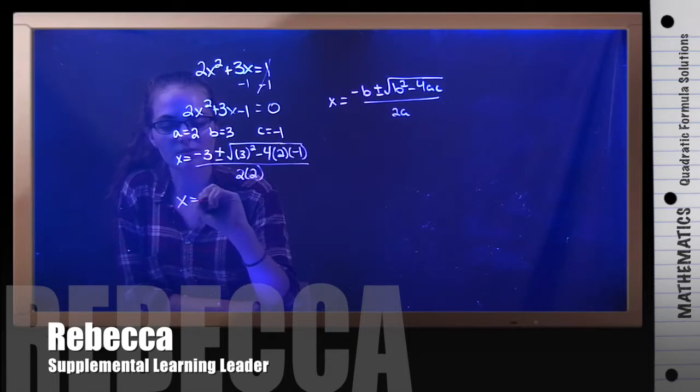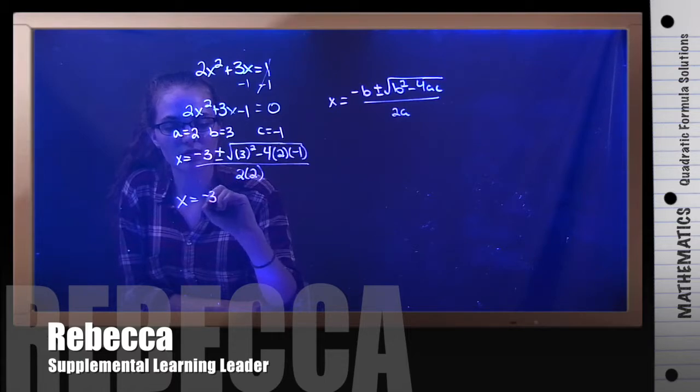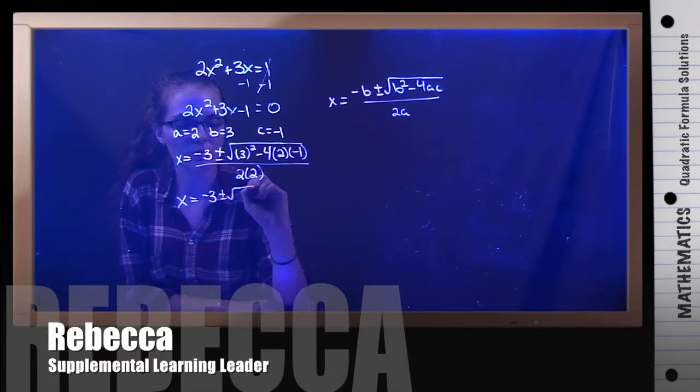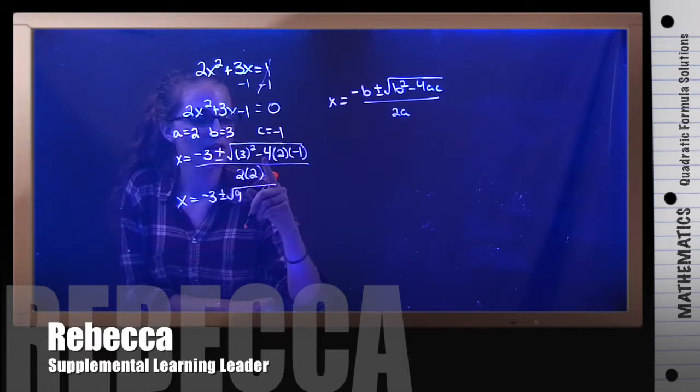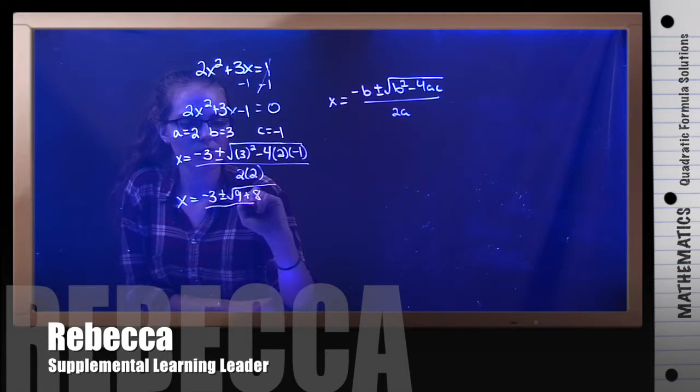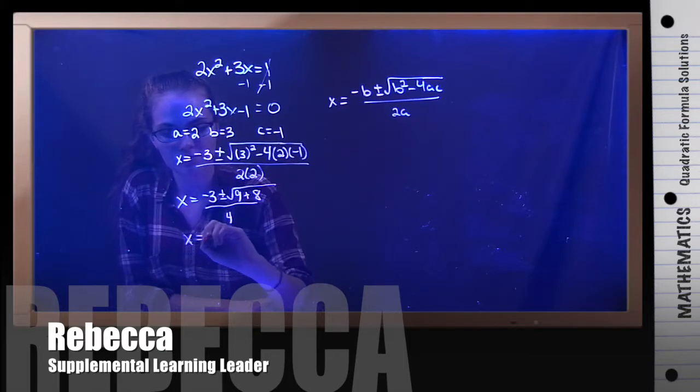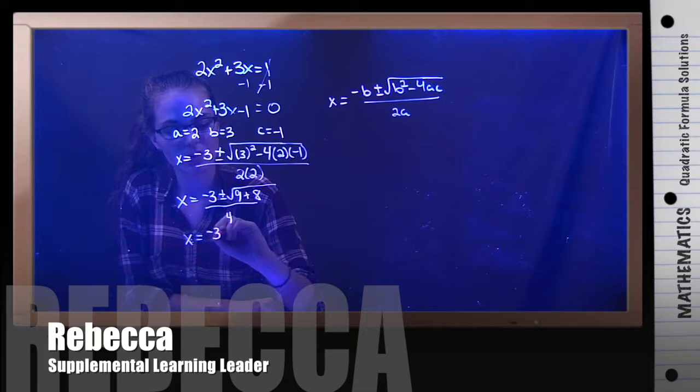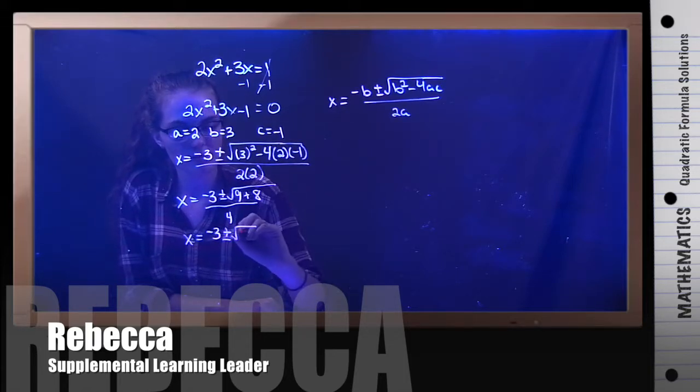And then we have to simplify everything. So we still have negative 3 plus or minus the square root. 3 squared is 9. Then negative 4 times 2 is negative 8, times negative 1 is positive 8. All over 2 times 2 is 4. Then this is negative 3 plus or minus the square root of 9 plus 8, which is 17, over 4.